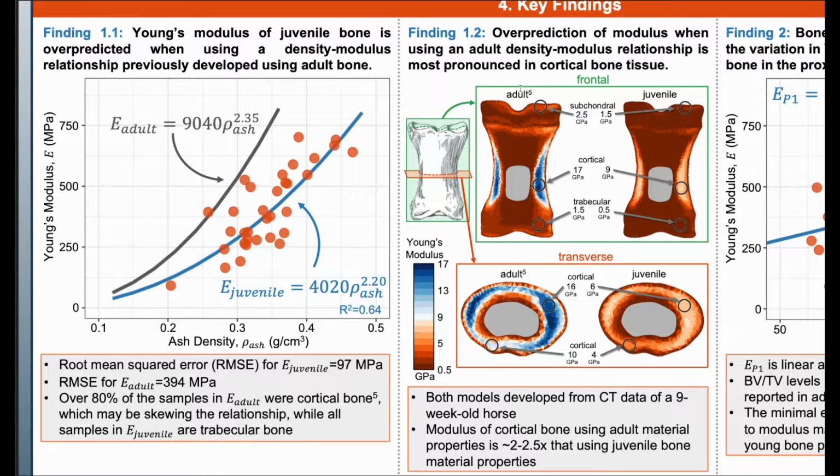So if we use the adult density modulus relationship, cortical bone ends up being 2 to 2.5 times higher modulus than it does when using the juvenile density modulus relationship. So this is a pretty big difference. There's some numbers here, you can compare them, but this big of a difference in modulus prediction would really affect the validity of the finite element models that we are building using this relationship.